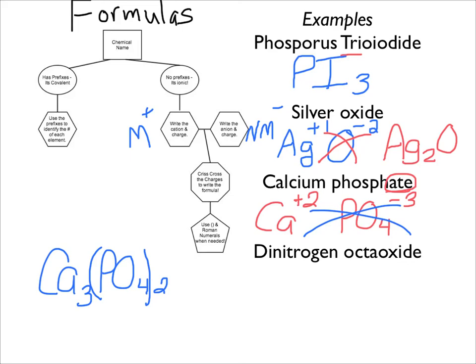Okay, last example. Dinitrogen octaoxide. Once again, we have prefixes, so we're back here under covalent compounds. We're going to use our prefixes to identify how many of each element. Dinitrogen tells me I have 2 nitrogens. Octaoxide tells me I have 8 oxygens. Hopefully this helped you be able to name and write formulas for ionic and covalent compounds.